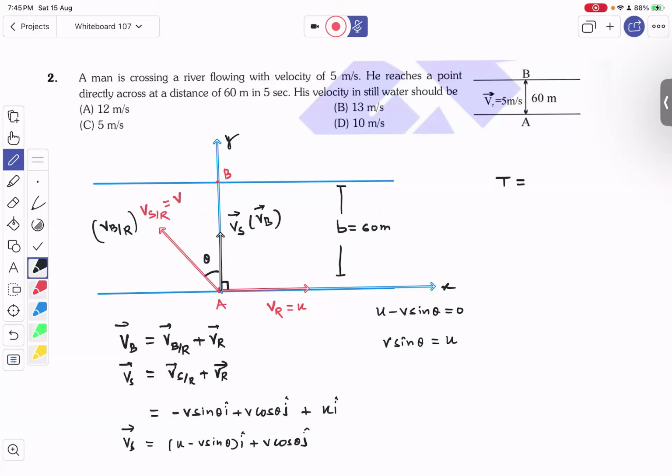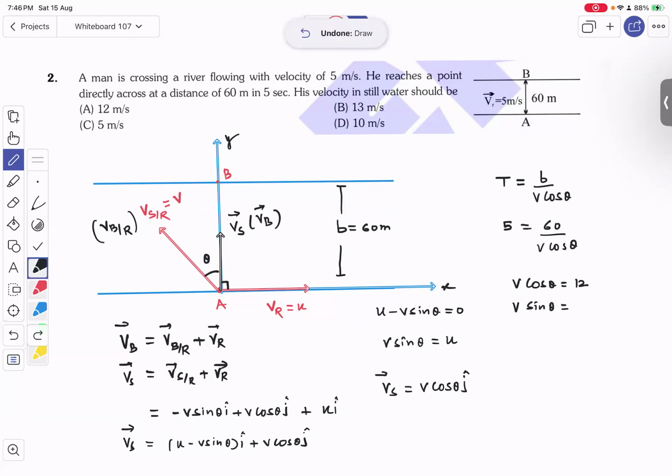So in this case, the velocity of the swimmer is only along y direction, and that is v cos theta j cap. So time to cross the river, we know it is b by v cos theta. Time to cross the river is 5 seconds. River is of width 60 meters. So from this, I can find v cos theta, no? So v cos theta is equal to 12 and v sin theta is equal to u. And that is given to us. How much is u? u is again 5 only.